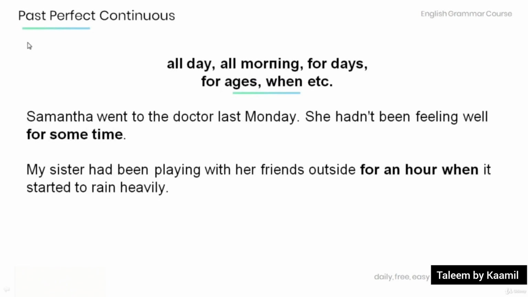Now we can use the past perfect continuous tense with phrases such as all day, all morning, for days, for ages, when, etc. Have a look at the examples below. Samantha went to the doctor last Monday. She hadn't been feeling well for some time. My sister had been playing with her friends outside for an hour when it started to rain heavily.